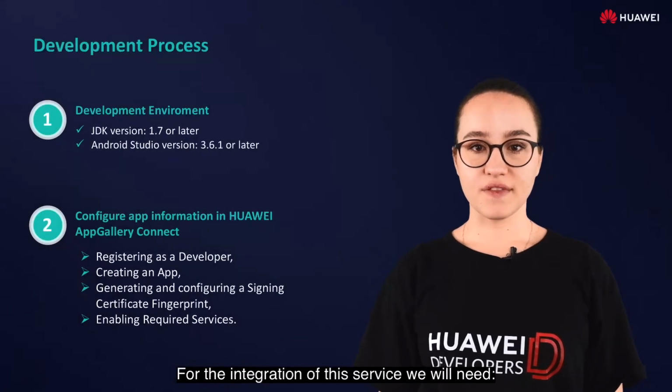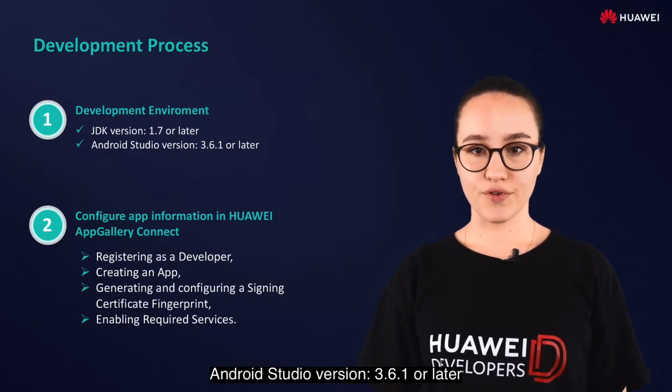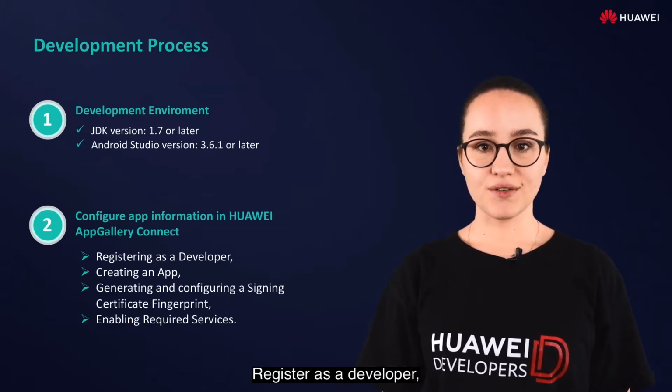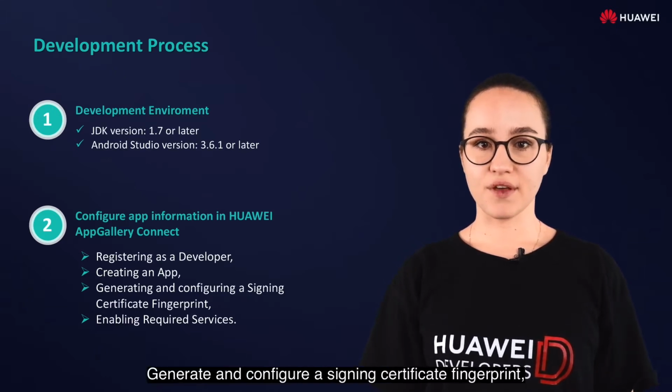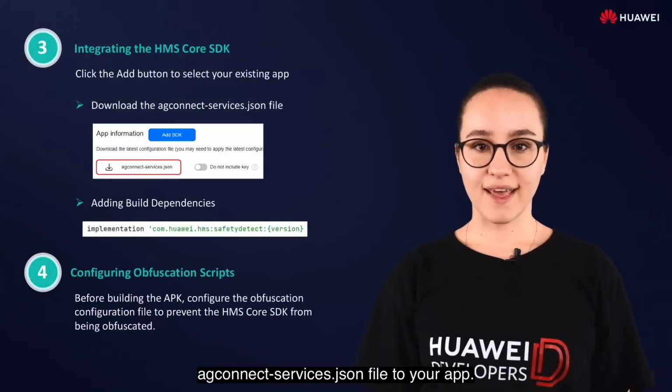For the integration of this service, we will need JDK version 1.7 or later, Android Studio version 3.6.1 or later. In the second step, we need to register as a developer, create an app, generate and configure a signing certificate fingerprint. You also need to add the AG Connect Service JSON file to your app.